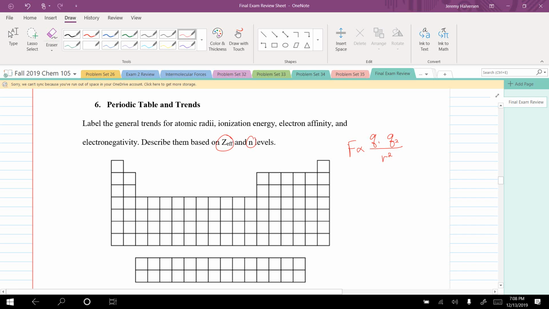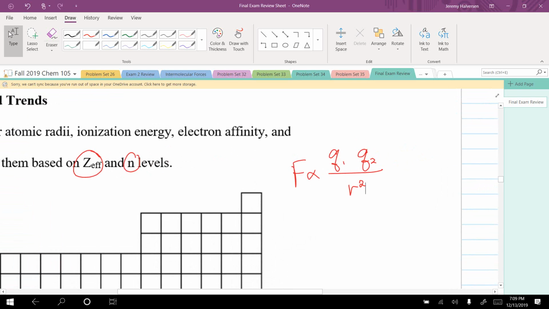Okay, but I could replace these variables because you're never going to do math with this, right? So the force of attraction is based off the two charges and this distance between them. Okay, well, what are the two charges in my atom? I've got my nucleus and I've got my electrons, right? So I could replace this with Z, which is the total charge in the nucleus, and the charge of my electron. Yeah? Okay, but let's say I have a really big atom.